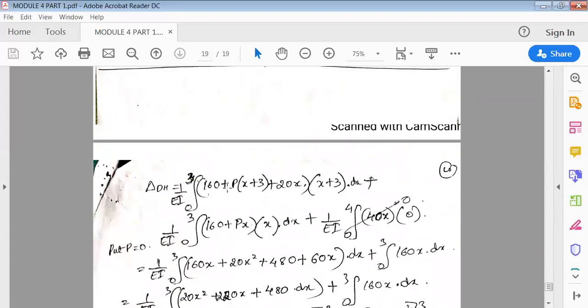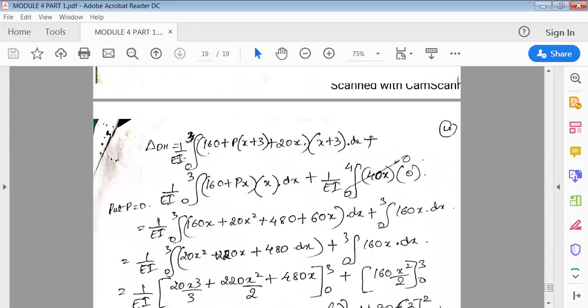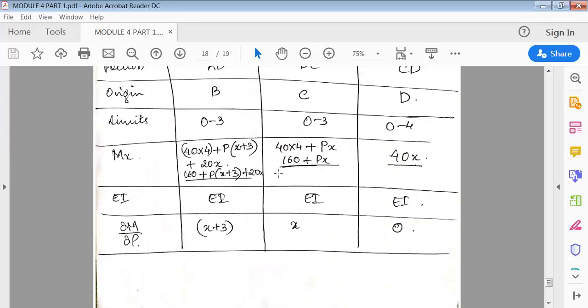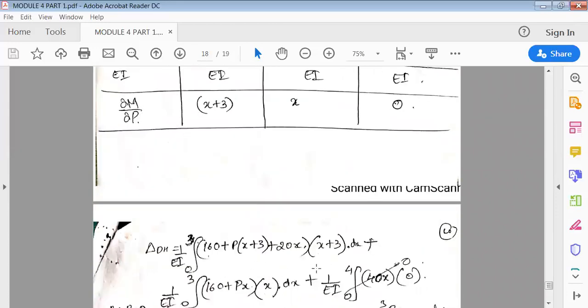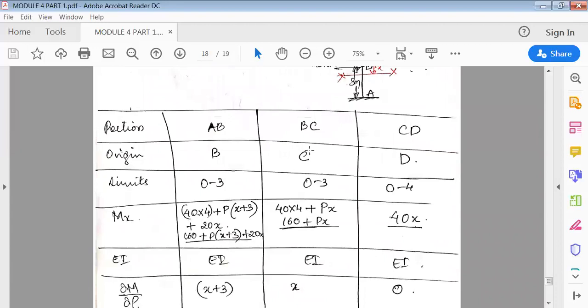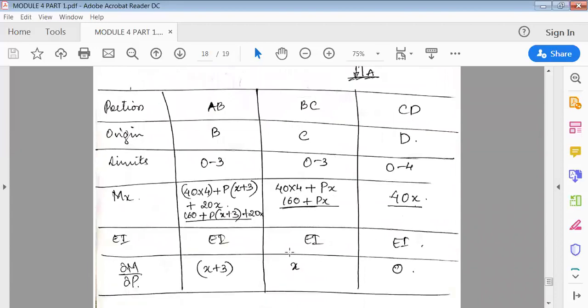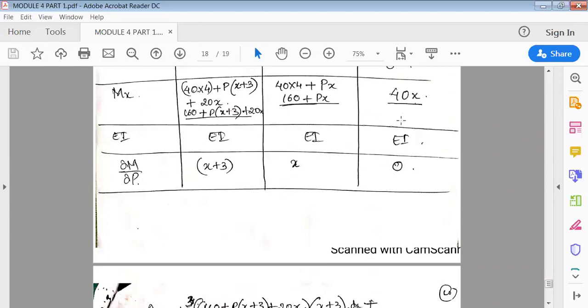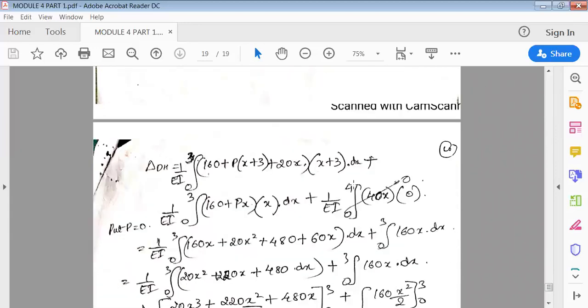Go on multiplying. Okay, so delta H, the horizontal displacement, is 1 over EI. I'll take it common. First is 0 to 3, this value into this, written 160 into this one into this, plus 0 to 3, 160 plus Px into x. And the last one is 40 into 0, so it is 0 only, so no need to write this. Now let us put the value of P, that is P is equal to 0. It's a dummy load, put P is equal to 0. If you put P equal to 0 here, things become easy to calculate. So this term goes out, so it is 160x.